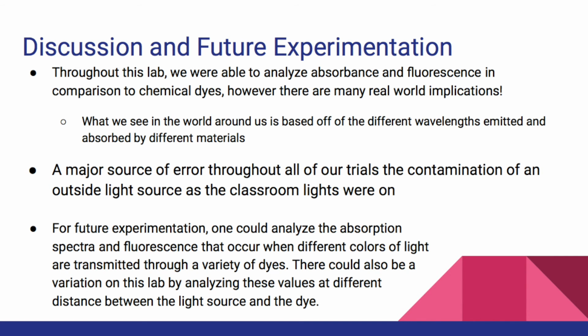Throughout this lab, we were able to analyze absorbance and fluorescence in comparison to chemical dyes, and this has many real-world implications. We now can understand on a more physical level how we see different colors. A major source of error throughout all of our trials was the contamination of a light source, which was the classroom lights being on. There were other errors that could have occurred throughout the experiment, however, this is the main one that we would like to point out.